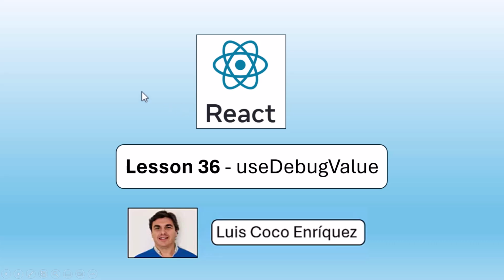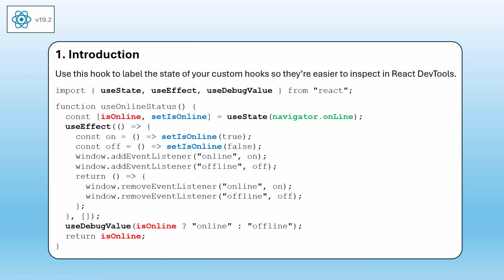Lesson 36: useDebugValue. 1. Introduction. Hello everyone. Today we'll explore a lesser-known yet valuable tool within the React ecosystem, the hook called useDebugValue. Though it may seem minor at first glance, it plays an important role in improving developer experience, especially when building custom hooks for shared libraries or complex logic.